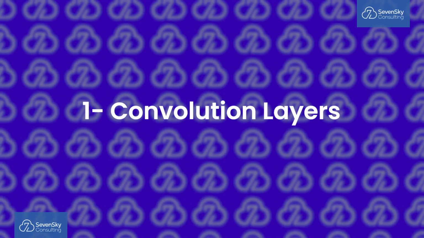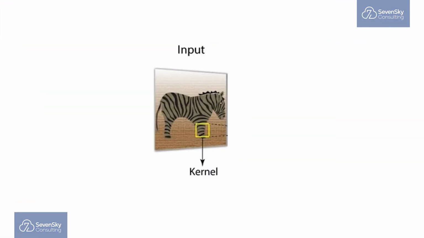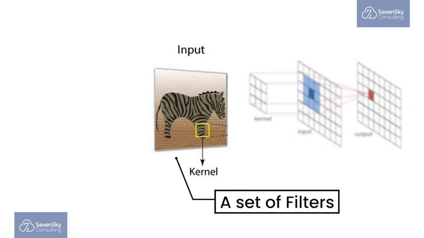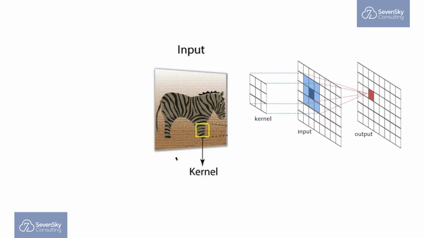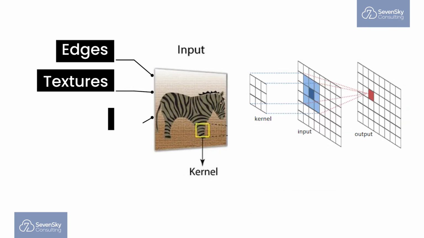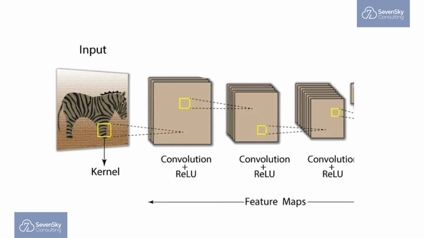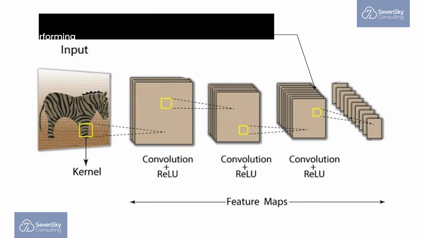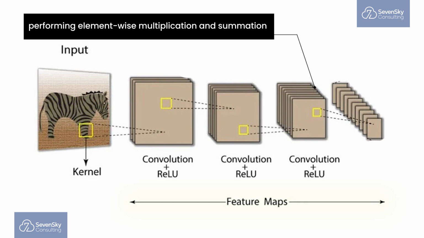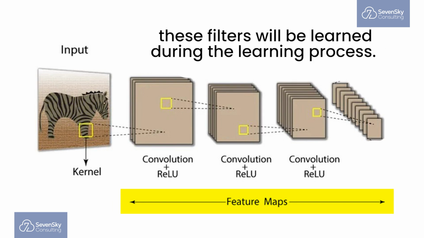1. Convolution layers. These layers apply a set of filters, kernels, to the input to extract important features such as edges, textures, shapes, or patterns. Each filter slides, convolves, over the input, performing element-wise multiplication and summation to produce feature maps. The final target is that these filters will be learned during the learning process.